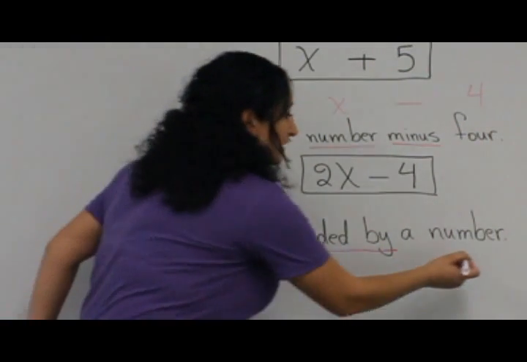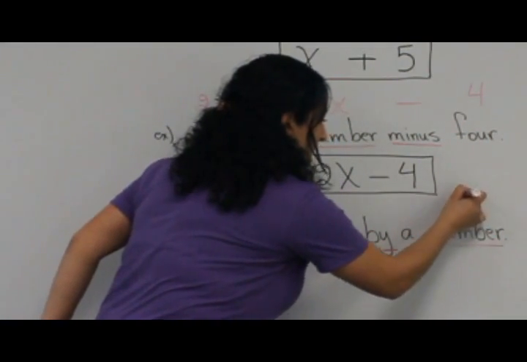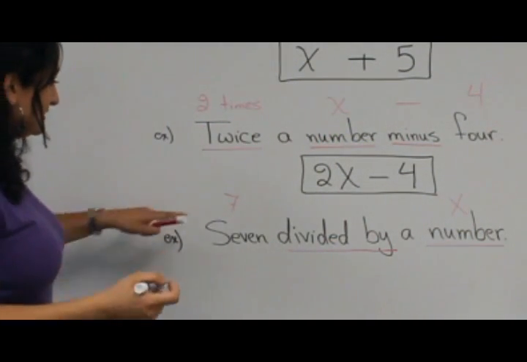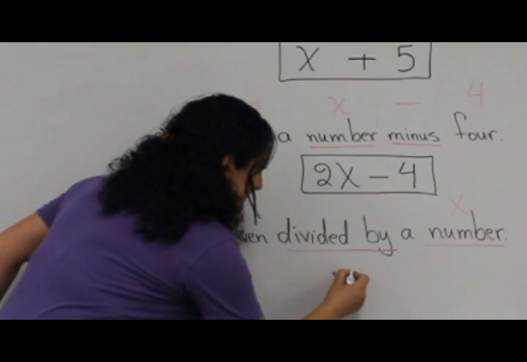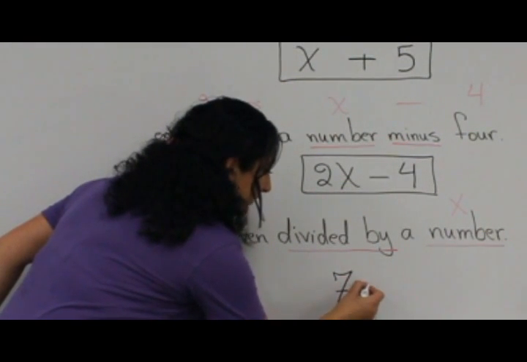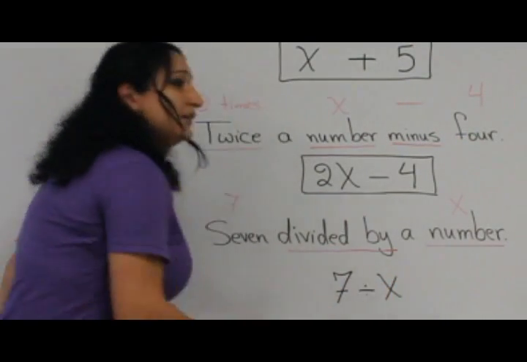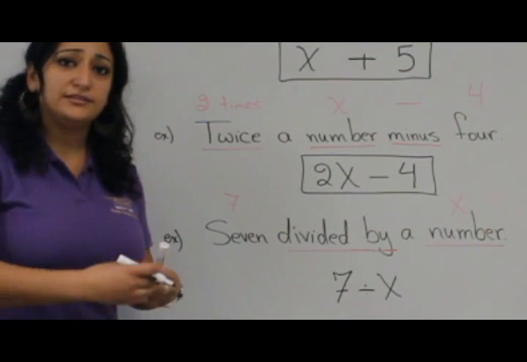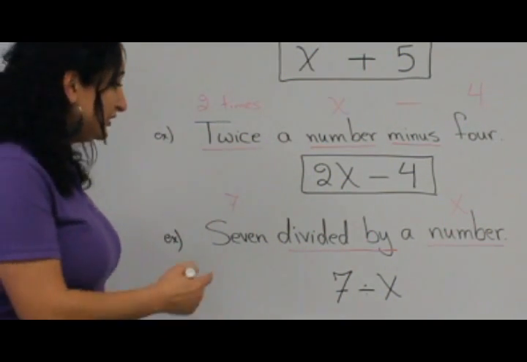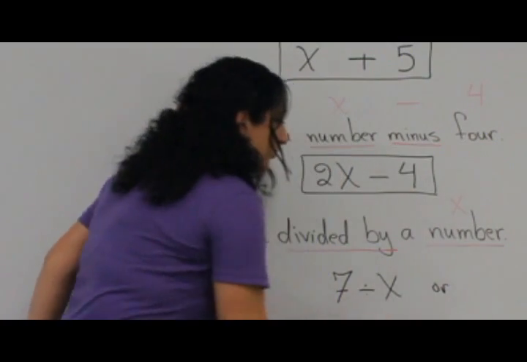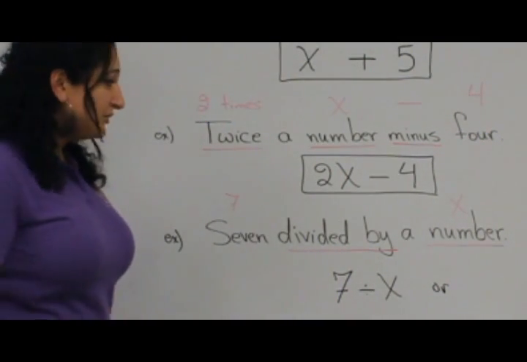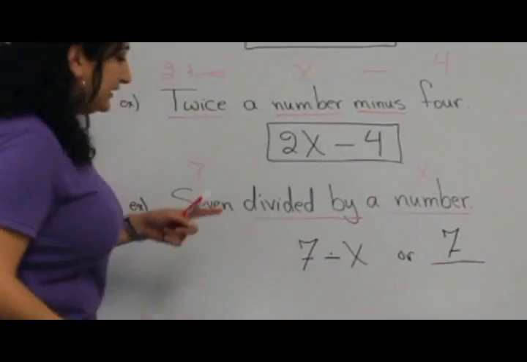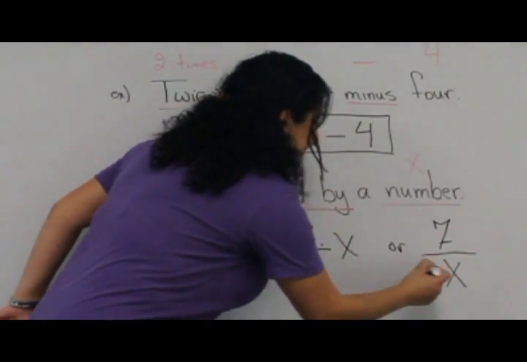a number. Again, our number is the unknown, so that's the x. So now to translate all of this, we can write it as 7 divided by x. But we can also write it as a fraction. We can use the division bar to represent the division. So you can leave it like this, or you might want to do it as a division bar, and that would be 7 divided by the number. So it would be 7 over x.